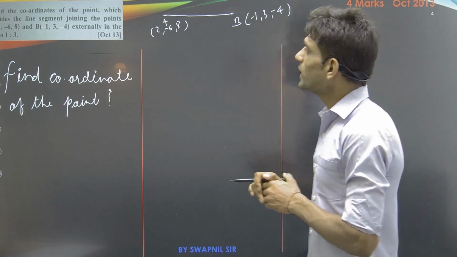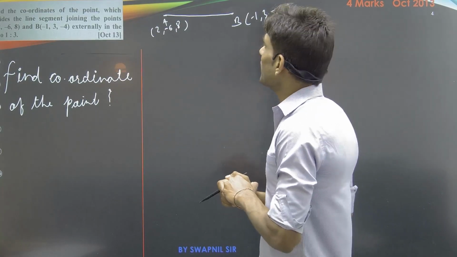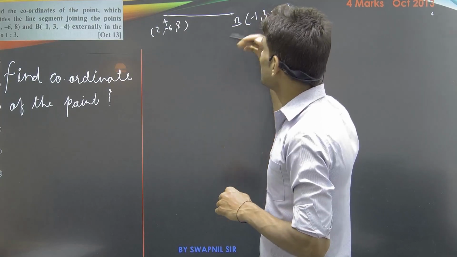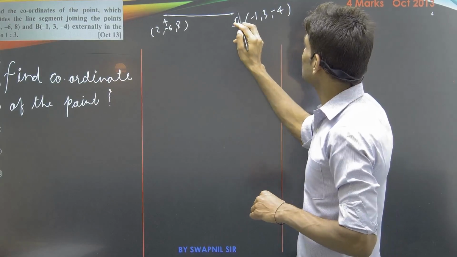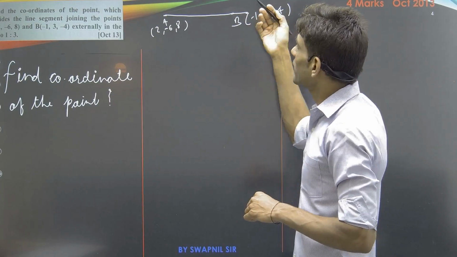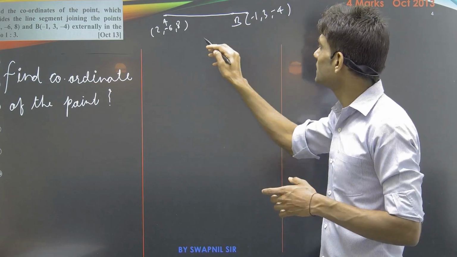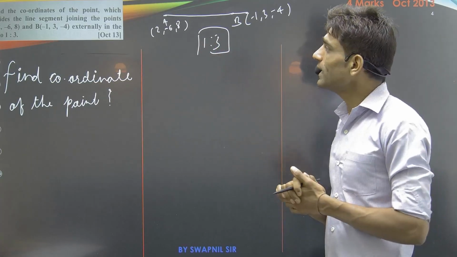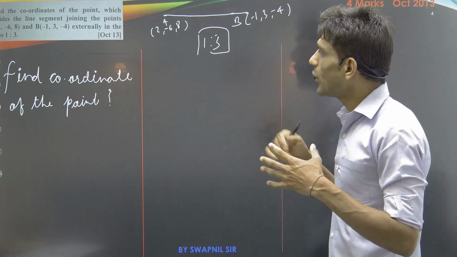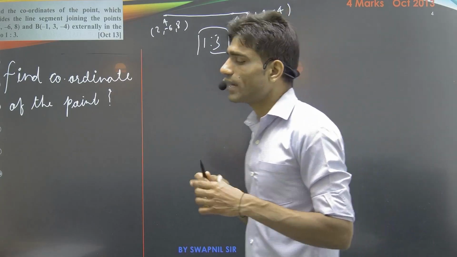Okay, and it divides our line segment AB in the form of external division. That means we have a third point which divides our line segment AB, so we can take that third point here, which divides line segment AB in the ratio 1:3. And then we want the coordinate of the point which divides our line segment.